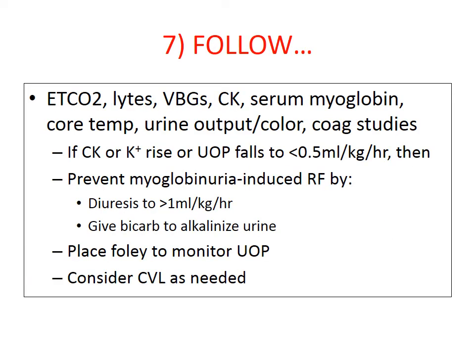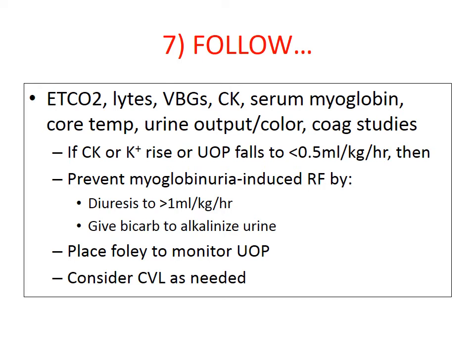Okay, 7. Labs to be following. End-tidal CO2, lytes, VBGs, those all seem to be rather intuitive, but other labs to follow are creatinine kinase, which is CK, serum myoglobin, coags, and then also just looking at urine output and color. So if the CK or the potassium rise or the urine output falls to less than half a mil per kilo, then you need to be concerned about myoglobinuria-induced renal failure occurring as a consequence of MH.